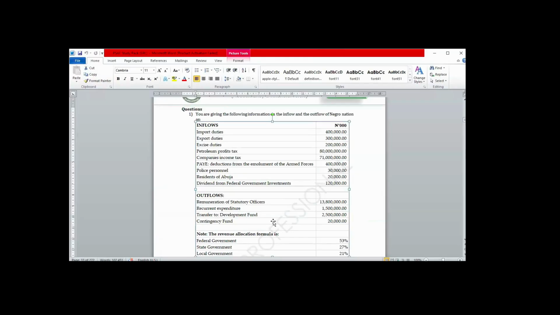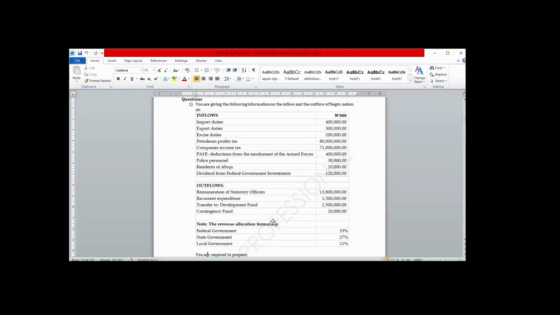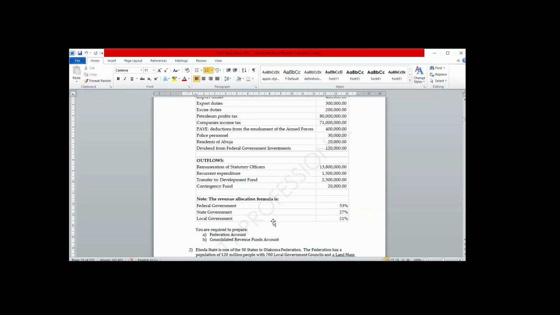You are given the following information on the inflow and outflow of Negro Nation, as we have the imports, exports and thereabouts, and they give us the outflow of everything. Now it says you are required to prepare federation accounts, consolidated revenue fund accounts. That's the simplest they can give to you on this part. When such a question is going to be tested, the simplest we can is this.